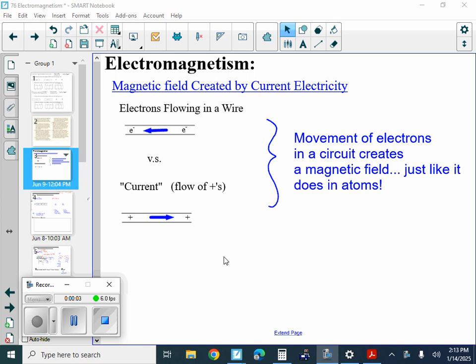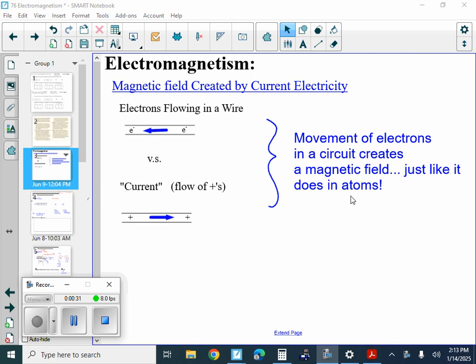Hello, this next lesson is going to cover electromagnetism, which is the magnetic fields that get created by movement of electrons in wires. And so here we go. We've got electrons flowing in a wire, and so electrons are going that way. That's equivalent to positives flowing the other way based on the traditional definition, right? So we're going to talk about the kind of magnetic field that they produce.